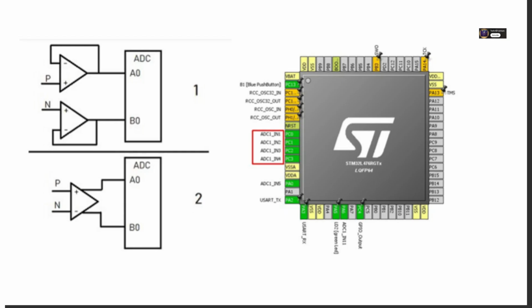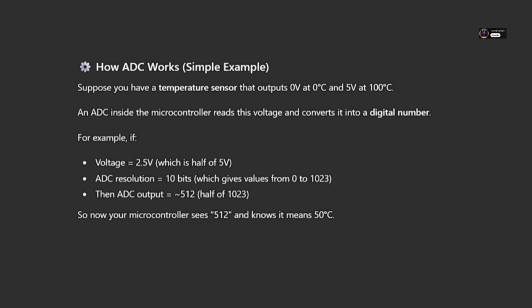Okay, let's try to put all these pieces together, maybe a simple real-world scenario. Sure. Let's go back to that temperature sensor. Imagine it outputs 0 volts at 0 degrees Celsius and 5 volts at 100 degrees Celsius. Yeah. Nice linear output. And let's say we're using our 10-bit ADC again with a 5-volt reference. The digital output range is 0 to 1023.